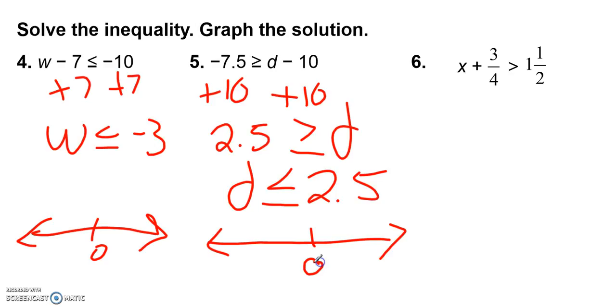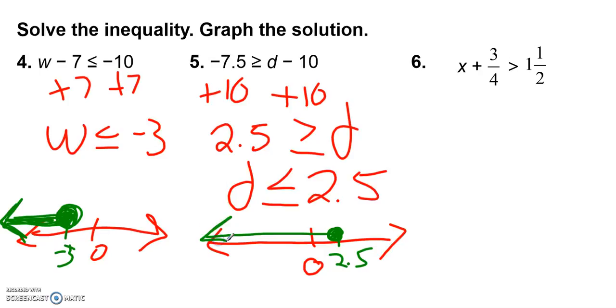0, 0. Okay, this is negative 3. And this one is w is less than or equal to, so we fill in the circle. And w is less than, and it's pointing this way. The less than points this way, and so this is our graph. And then here we have 2.5, and d is also less than, and it's equal to, so that's included, and there we go.